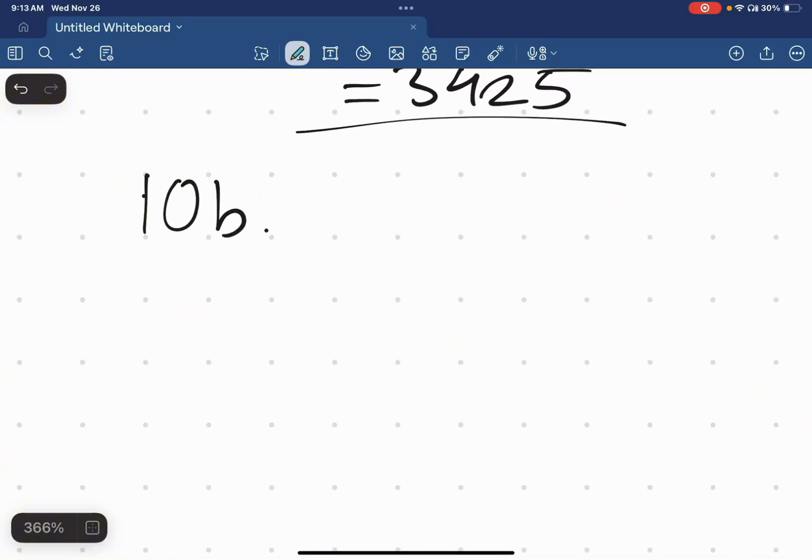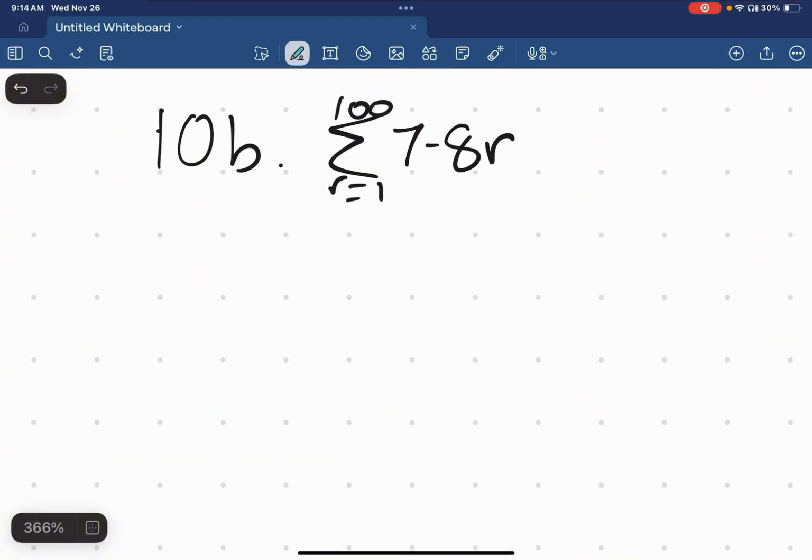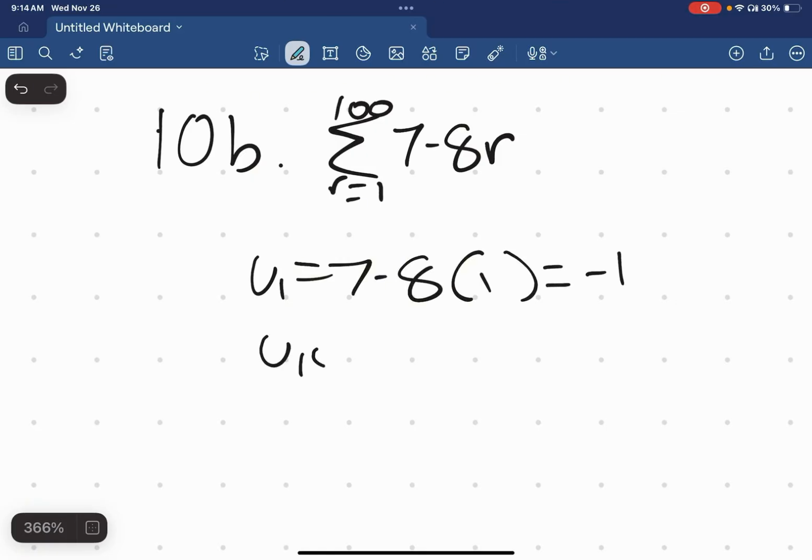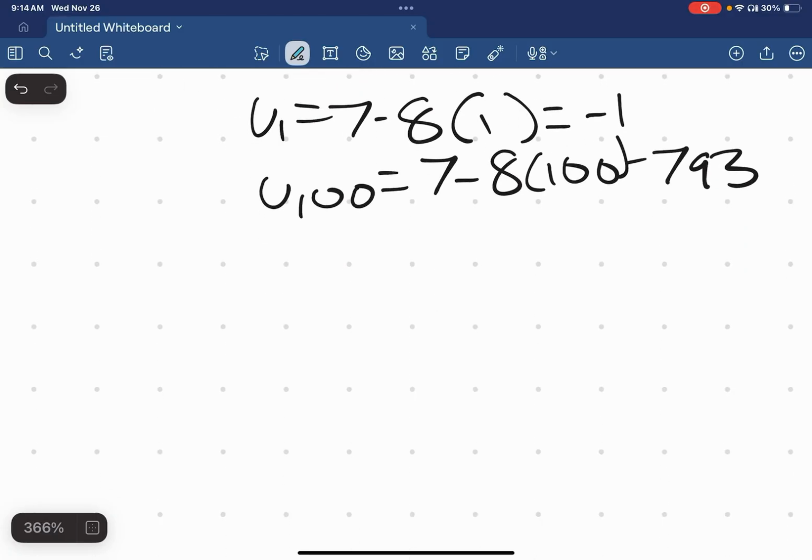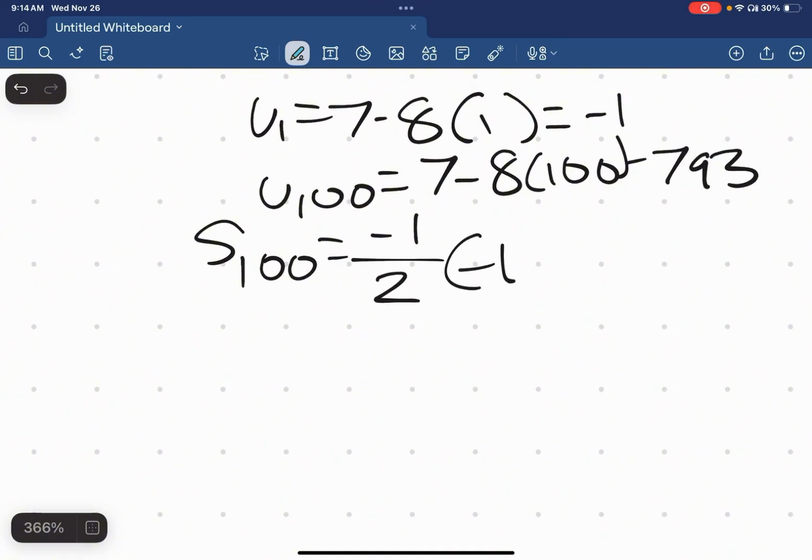We have the summation of 100 from r equals 1 of 7 minus 8r. Okay, we're just going to do the exact same thing we did last time and find u1, which is equal to negative 1, and then the last term, u100, which is just going to be equal to negative 793. And using our formula, we know the summation of the first 100 terms is going to be equal to u1 over 2 times u1 plus un.